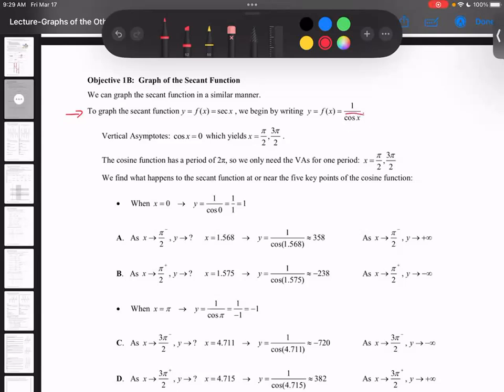I'm going to set cosine of x equals 0 on your unit circle. What value of x gives you cosine 0, just from 0 to 2 pi? Pi over 2, good. Pi over 2, and 3 pi over 2. Remember, cosine is the x values. So that means my vertical asymptotes are x equals pi half and x equals 3 pi half.